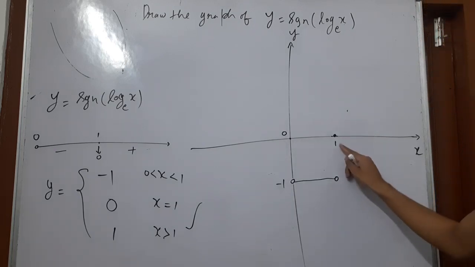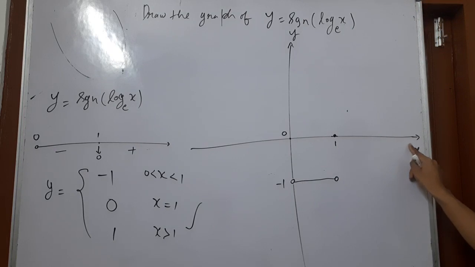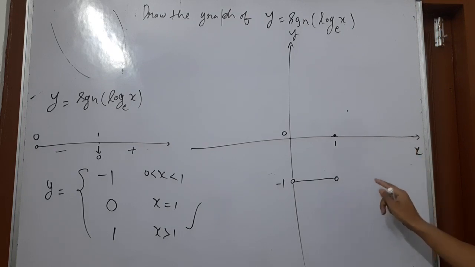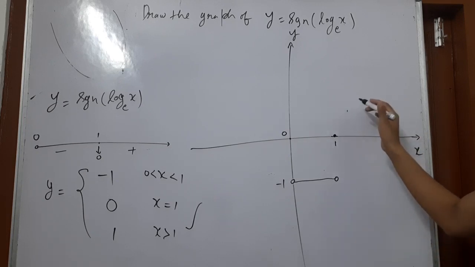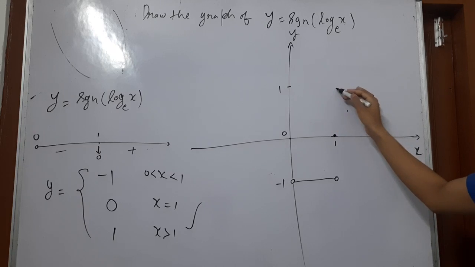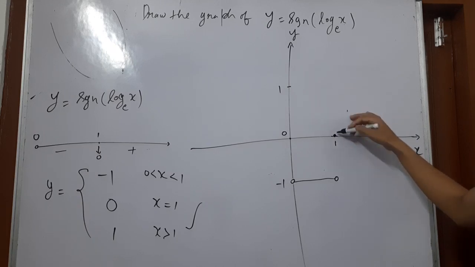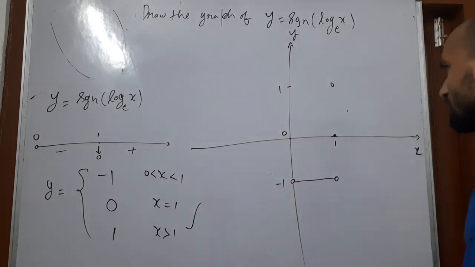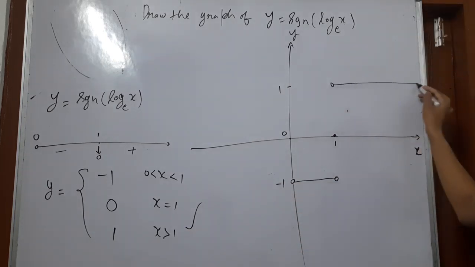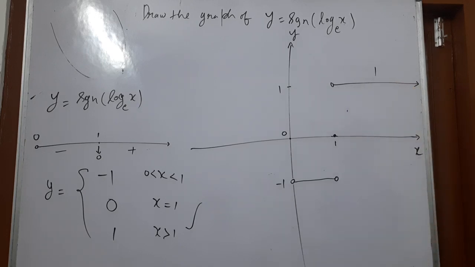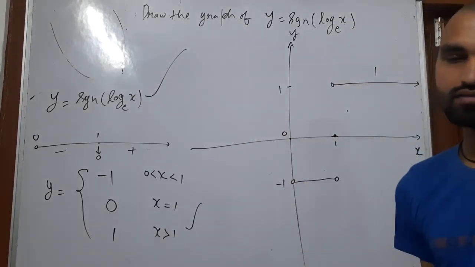Okay. Now if we go to the right side of 1, then we get x greater than 1, and for x greater than 1, y is also 1. So we should take 1 here, and in front of it a hollow circle, because 1 is not included. And now draw this graph. Okay, now this is the graph of signum log of x.